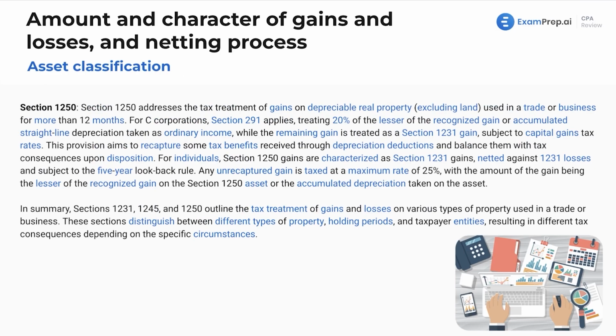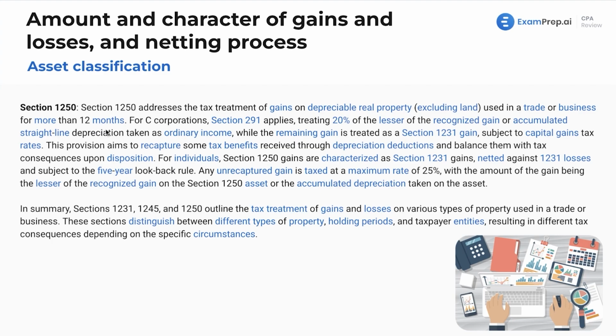To round us out, we've got Section 1250. This is the last of these sections. Section 1250 addresses the tax treatment of gains on depreciable real property, excluding land. So you can see something, we've got a sale on land and it's a gain. Well, just because it's land, it's not going to be 1250. So we have to go through the other ones and identify what it might be. Used in a trade or business for more than 12 months. Again, if something's less than 12 months, we see that 12-month criteria for both 1250 and 1231.